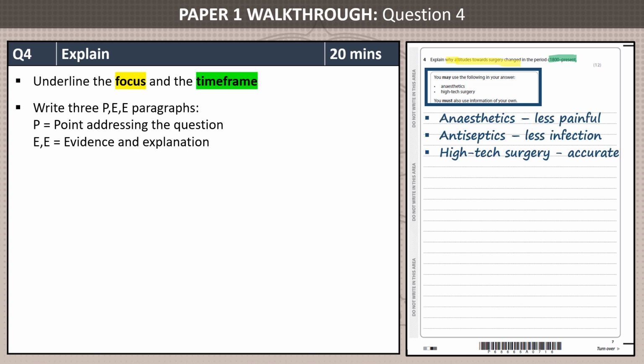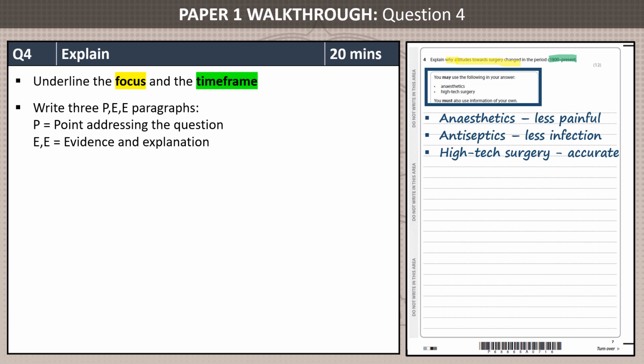Here are the 3 reasons I'm going to write about. My first paragraph is going to explain that anaesthetics made attitudes to surgery more positive because it was less painful. In my second paragraph, I'm going to explain that antiseptics made people more positive about surgery because there was less risk of infection. My third paragraph is going to explain that high-tech surgery made people view surgery more positively as it was more accurate with less scarring and a shorter recovery time.